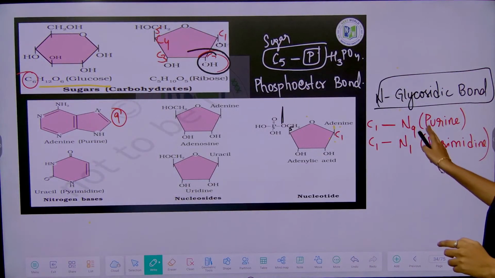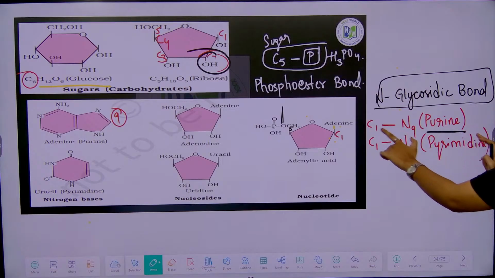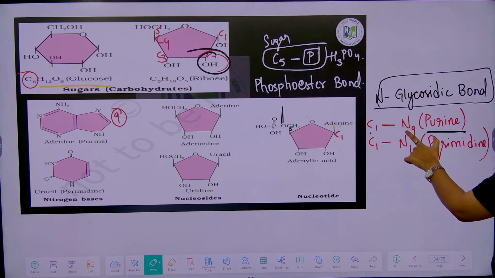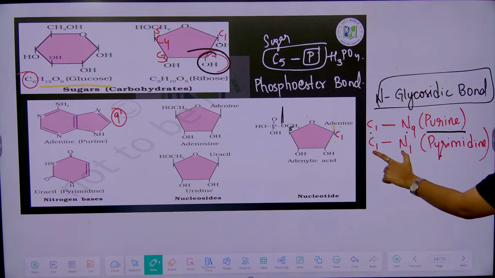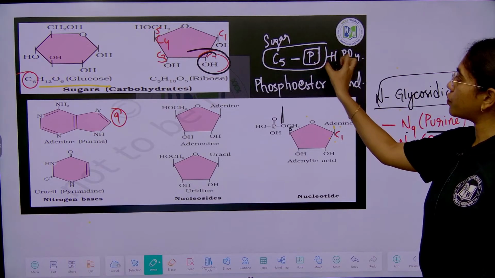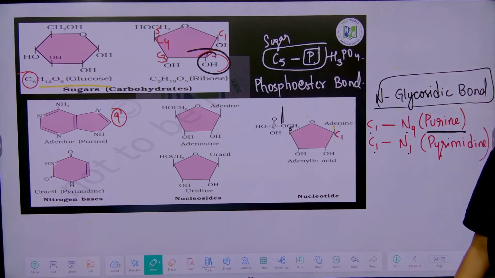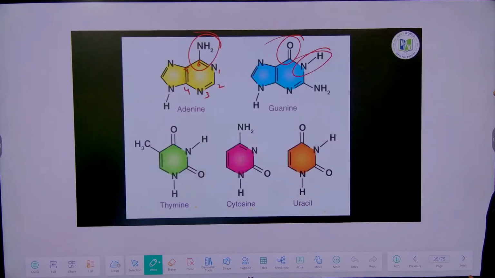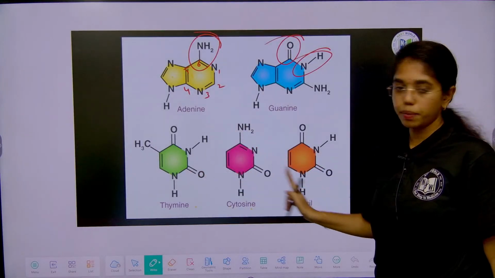Now, if the nitrogen base is a purine, the first carbon is bound to what nitrogen? N9 of the purine. If it is a pyrimidine, C1 is bound to N1 of the pyrimidine by an N-glycosidic bond, right? And the phosphate group is from phosphoric acid. This is bound by a phosphoester bond. Clear till here? And these are what? Purines and pyrimidines, which are heterocyclic.